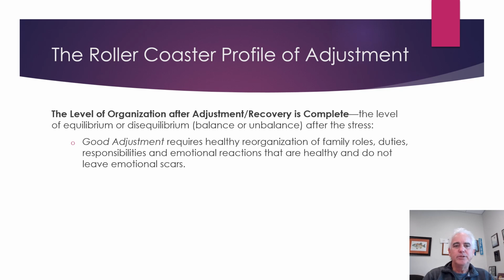After recovery is complete, there's the balance of the family, or the equilibrium, or the disequilibrium. Think about it as a seesaw. When you have equilibrium, the seesaw is balanced, but when you have disequilibrium, it's unbalanced. So after the stress happens, a good adjustment requires healthily reorganizing the family roles, shifting duties and responsibilities, and then addressing the emotional reactions in ways that are healthy and don't leave emotional scars. Next slide, please.